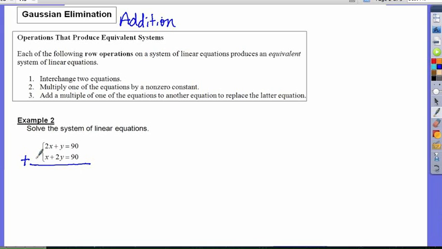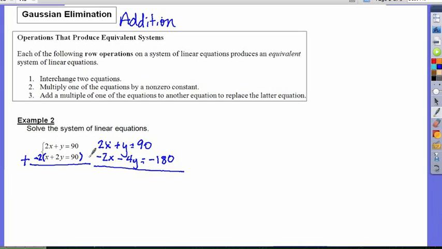I'm going to get rid of my x's, so I'm going to multiply by negative 2, and I have to multiply the whole equation by negative 2, because to make the x's cancel out, this x has to have a negative 2 to cancel out with this positive 2. So my top equation will stay the same. I'm not changing that at all. 2x plus y equals 90. But this bottom one will change to negative 2x minus 4y equals negative 180, because I have to multiply the entire thing by negative 2 all the way through.